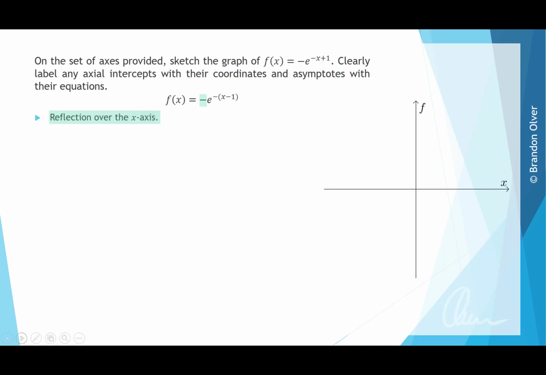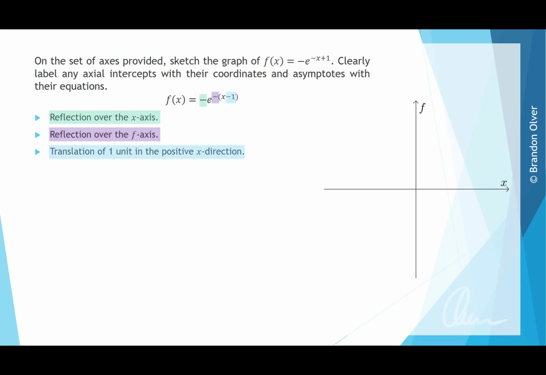The first thing we're going to look at is the negative at the front. That corresponds to a reflection over the x-axis. Next up is the negative in the power, and that causes a reflection over the f-axis, or what we would traditionally call the y-axis. Finally, the negative 1 corresponds to a translation of 1 unit in the positive x-direction.